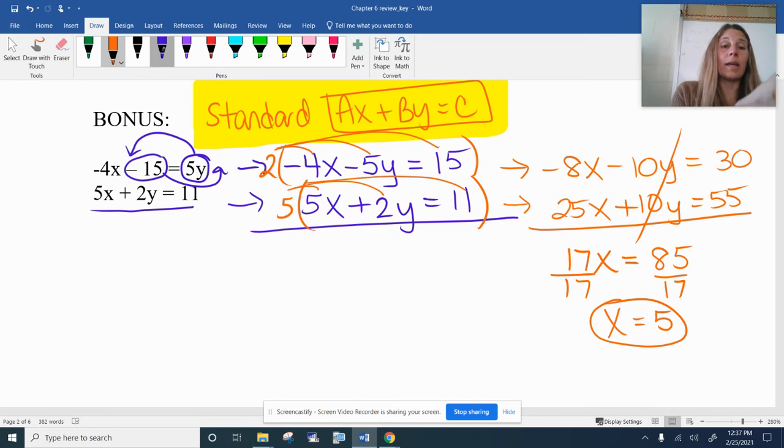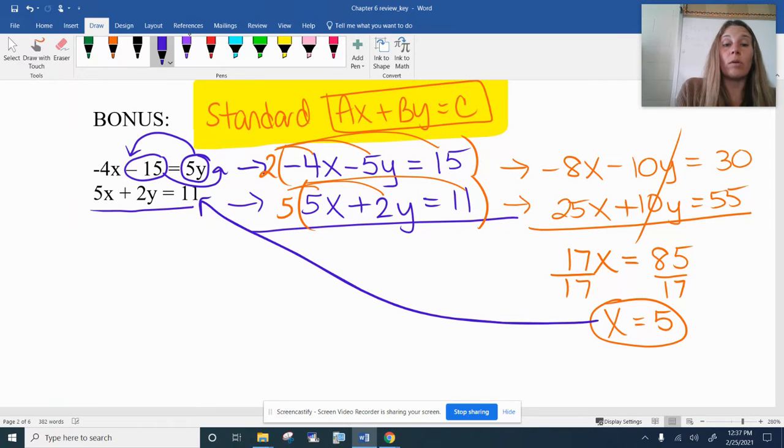Okay, so then we're going to take that. You can plug it into one of your originals all the way over here, or one of the other ones. It doesn't really matter. So I'm going to choose this one here.